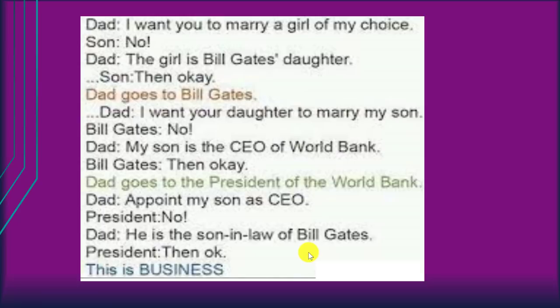Now, let's get back to business. Talking about getting back to business, there was a dad who told his son, I want you to marry a girl of my choice. The boy said, no. And the dad said, the girl is Bill Gates' daughter. The boy said, okay, let's go for it. Then the father went to Bill Gates and said, I want your daughter to marry my son. Bill Gates said, what the heck is that? He said, no. Then the dad said, Bill, my son is the CEO of the World Bank. Bill Gates said, okay, let's go. Then the father went to the president of the World Bank and told him, appoint my son as CEO. The president of the World Bank said, no. The father said, he's the son-in-law of Bill Gates. The president said, okay, then that is back to business.